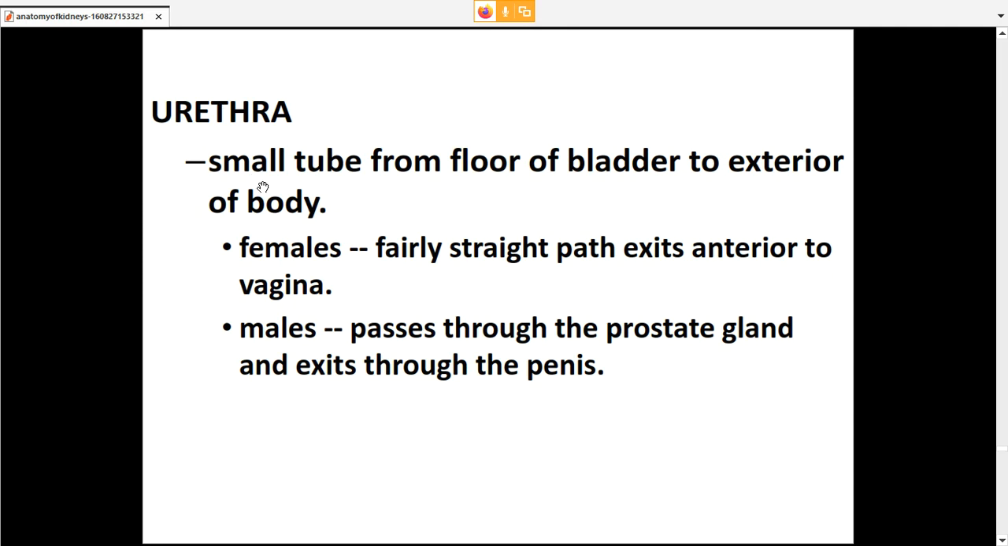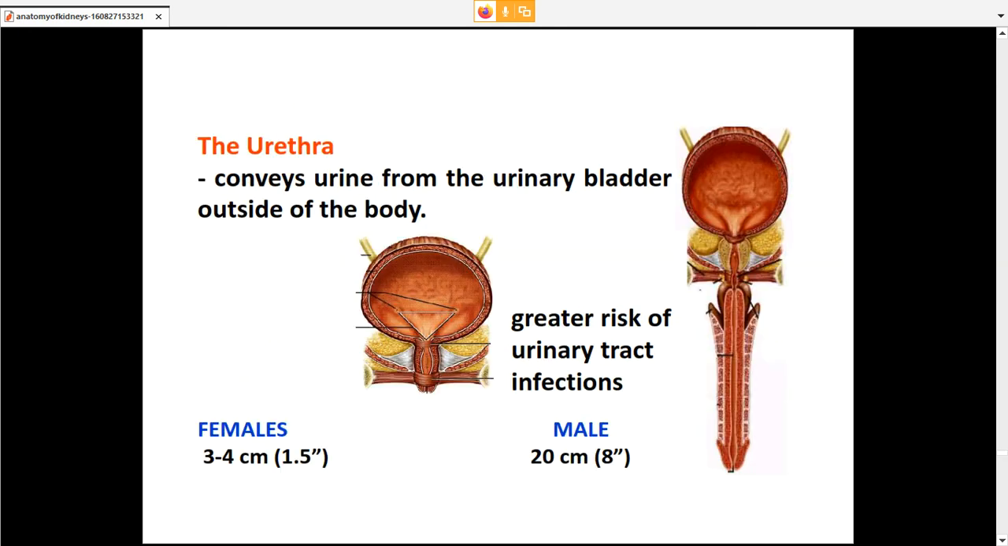So what happens to the urethra? The urinary bladder opens into the urethra, a small tube extending from the floor of the bladder to the exterior of the body. In females, it is a fairly straight path and exits anterior to the vagina. It is very short in females. In males, it passes through the prostate gland, then through the perineum region, then through which part of the penis? Through the bulbospongiosus of the penis. Once again, to remind you of the genital organs, at the root of the penis we can identify the bulbospongiosus, and the urethra passes through it.